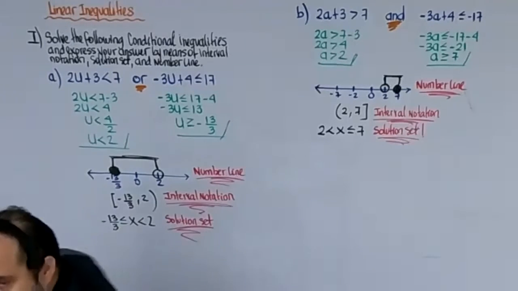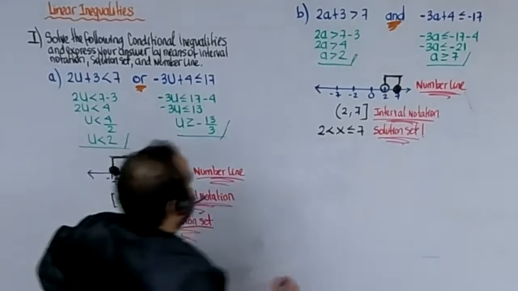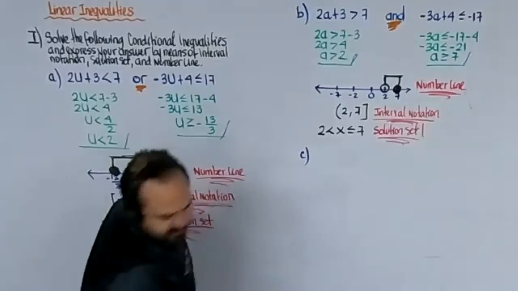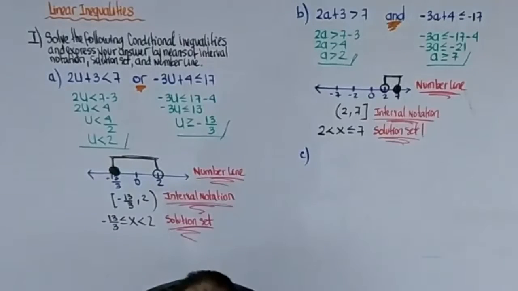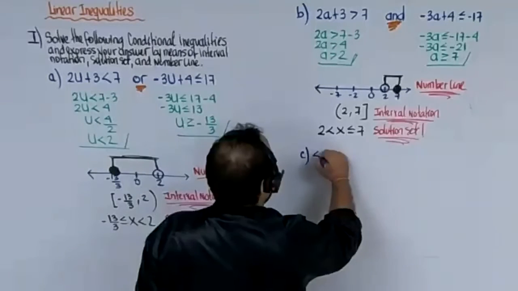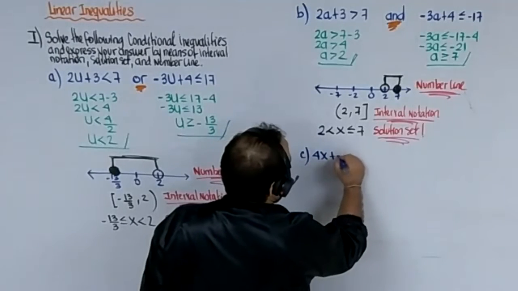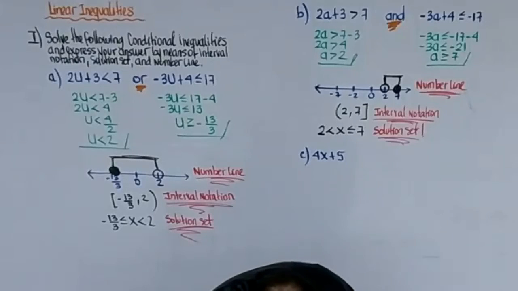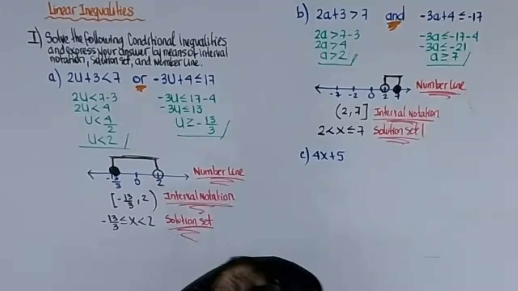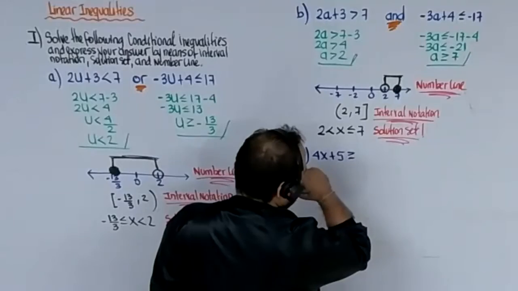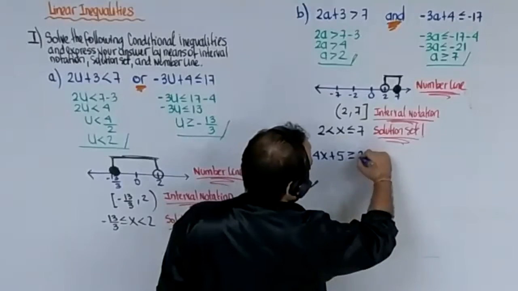The letter C. Let me show you what we're going to do in this case. In the letter C, we got 4x plus 5 greater than or equal to 25.